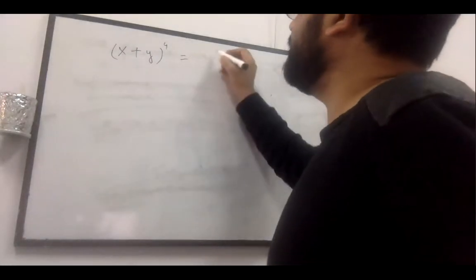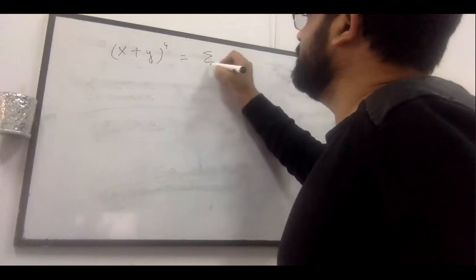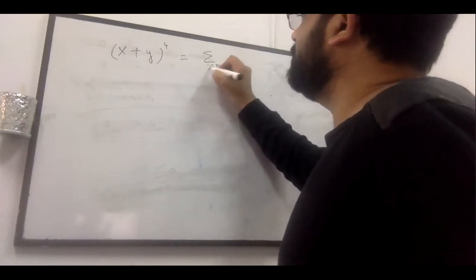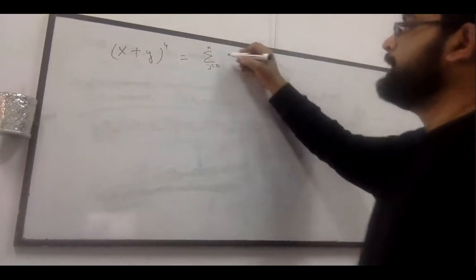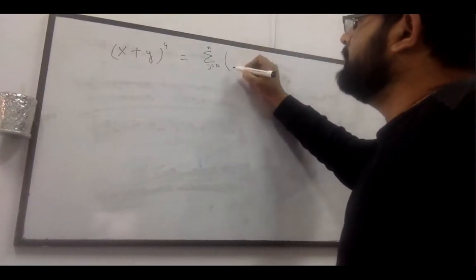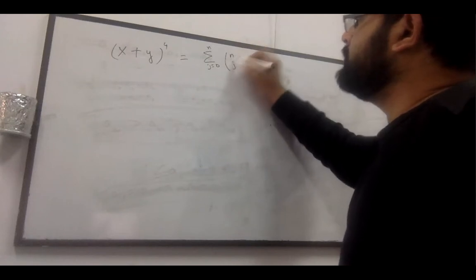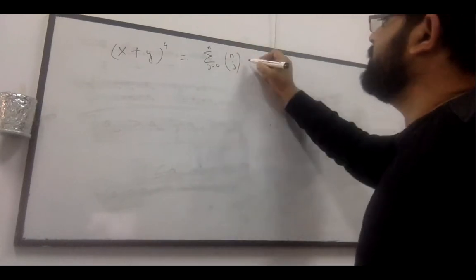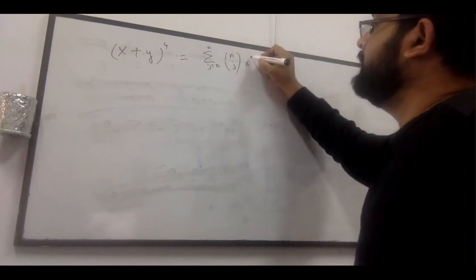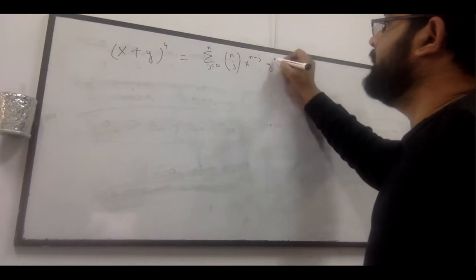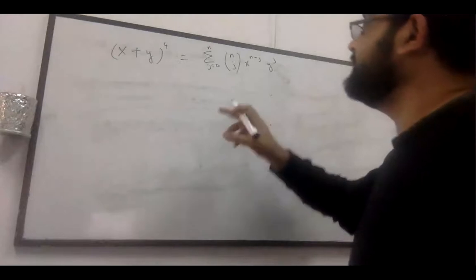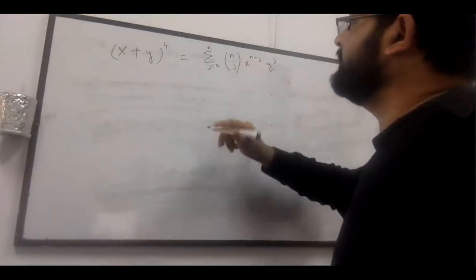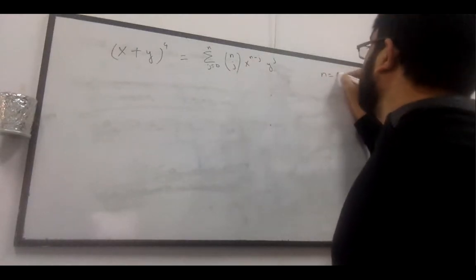So with the binomial theorem, I have to put in the formula: the summation from j equals 0 to n, of the combination C(n, j), times x to the power n minus j, times y to the power j. So this is the overall formula. What is j here? What is n here? n here we can identify as 4.